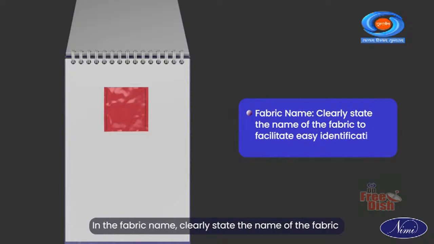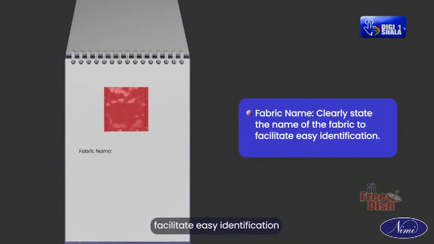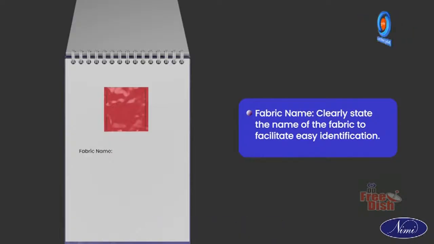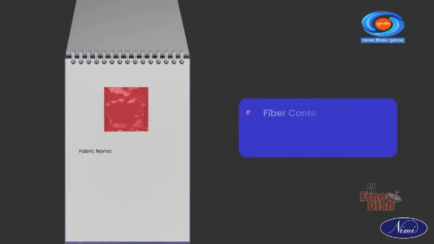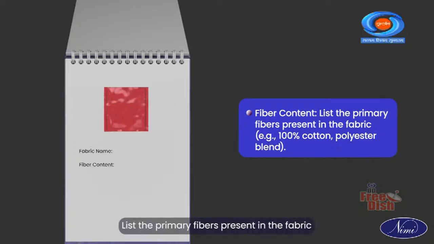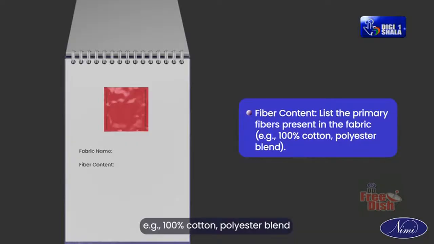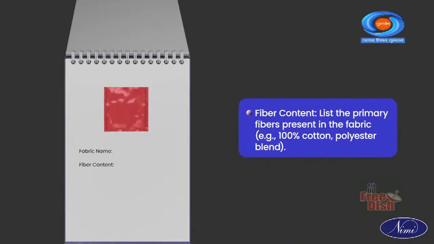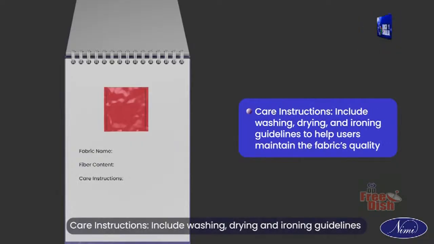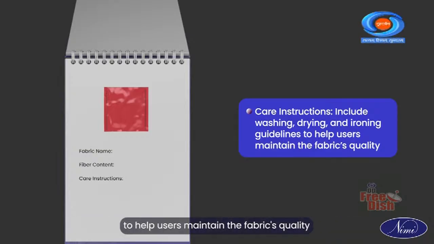In the fabric name, clearly state the name of the fabric to facilitate easy identification. Fiber content: list the primary fibers present in the fabric, for example, 100% cotton, polyester blend. Care instructions include washing, drying, and ironing guidelines to help users maintain the fabric's quality.